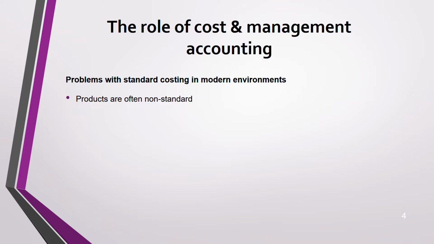But now products are non-standard. They're not unique. Sorry, they are unique. They are different from each other. They're not the same. They're not common. So you cannot use standard costing for those. Number two, standards can become quickly outdated. Your price might change. Quantity might change. Right? Production is highly automated.